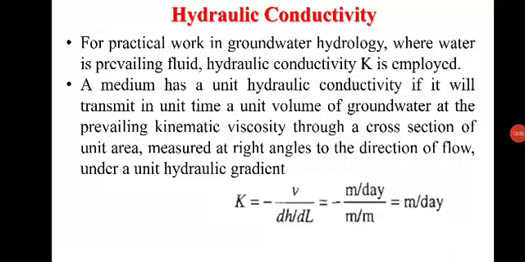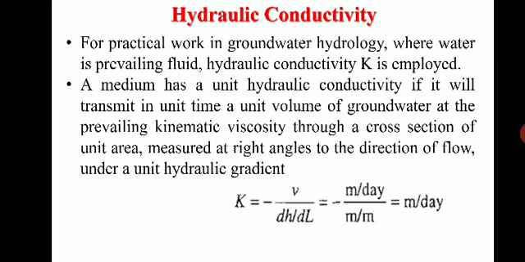Hello students. In today's class we will discuss hydraulic conductivity. So what is hydraulic conductivity? A medium will have a unit hydraulic conductivity if it will transmit in unit time a unit volume of groundwater at a prevailing kinematic viscosity through a cross section of unit area, measured at right angle to the direction of the flow under a unit hydraulic gradient. That is called the hydraulic conductivity.